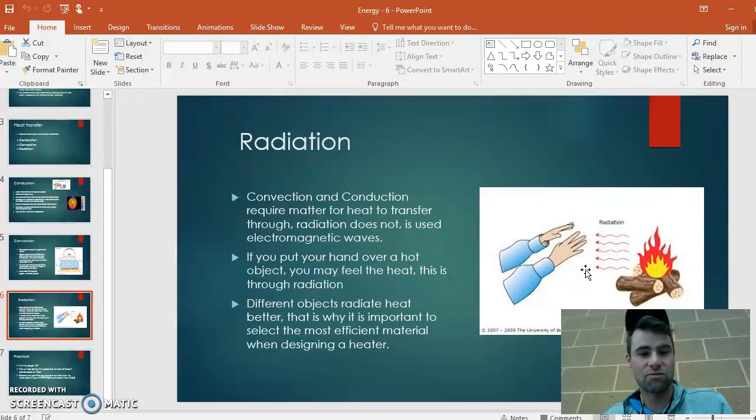Now, some objects radiate heat better than others, and that's important to know when you're an engineer and you're designing different objects.